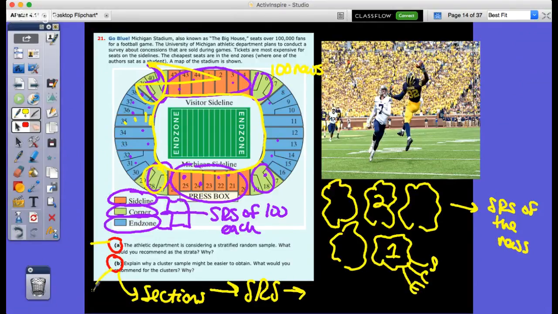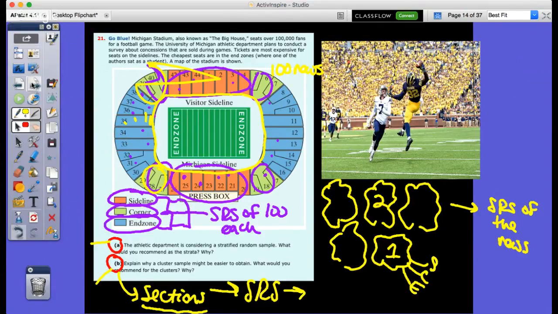Whereas in part B, we could divide them up into clusters based upon section and then take a simple random sample of those clusters. Those clusters within those sections are representative of the population. Because you give an equal representation to each section, the more samples you take, the closer you'll get to the actual population. You could also do a row, but probably the better one would be dividing into sections, okay?